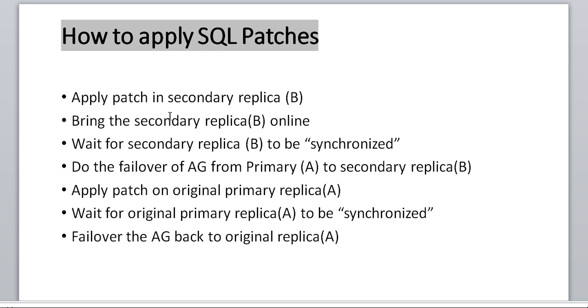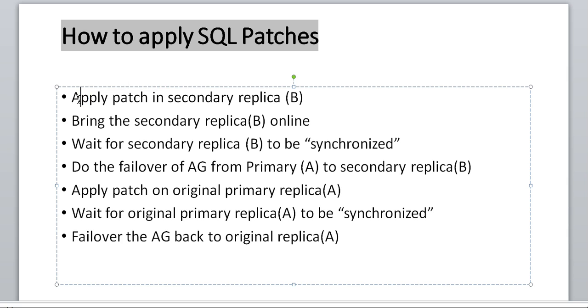Now the point is how to apply a patch for the AAG. It's the same as the Windows failover cluster instance which we did earlier. So the same method here also. In mirroring also we did it the same way. So we can do the patch the same way here in AAG. So what is the approach?